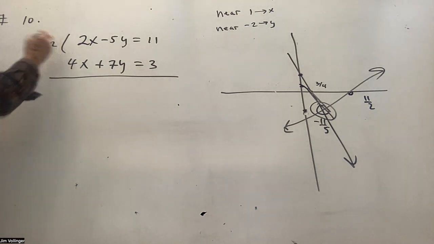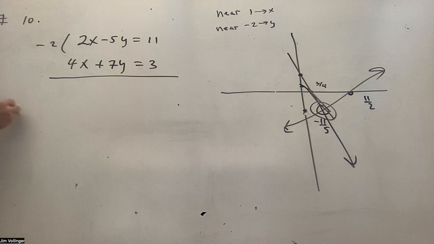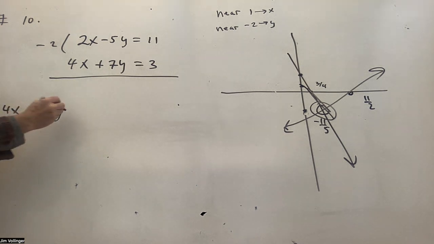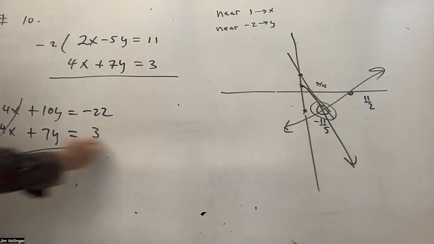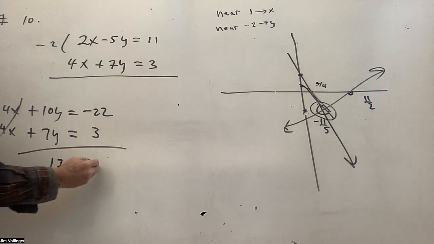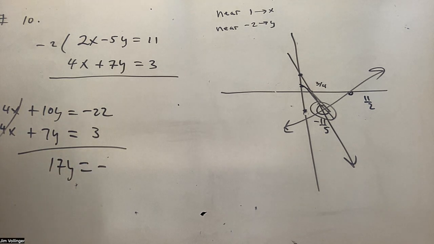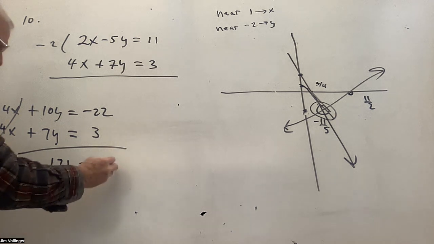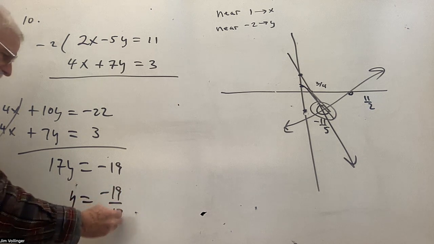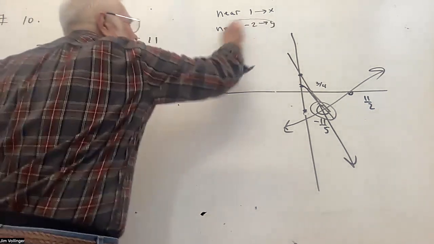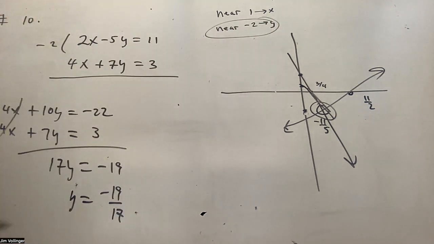Let's multiply this one by -2. Okay, so I got minus 4x plus 10y. Gotta be careful here, minus 22. It's the end of the video. Talking fast, tired. 4x gone, 7y equals 3. So therefore I have 17y is equal to minus, what have I got? Minus 19. Okay, so y is equal to minus 19 over 17. Is that near -2? Yeah, close enough. I know I butchered that over there. So it's a small negative number. I'm going to go with it.